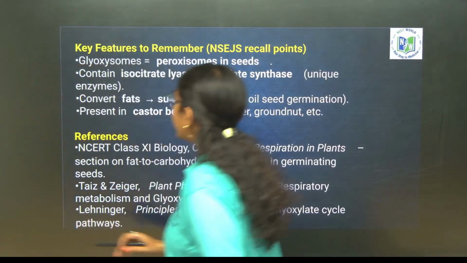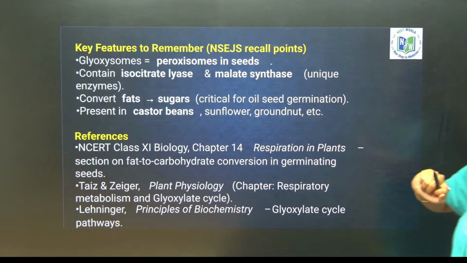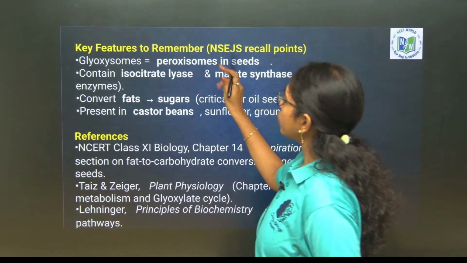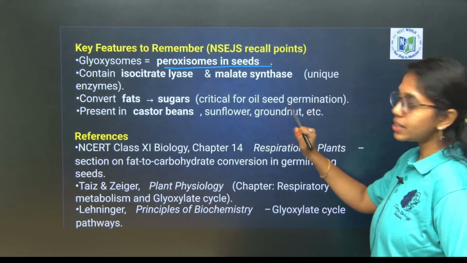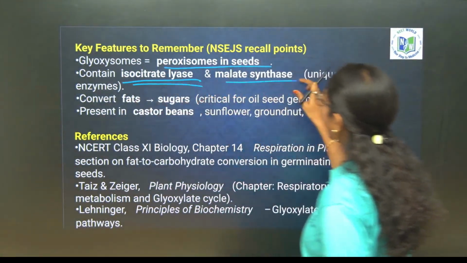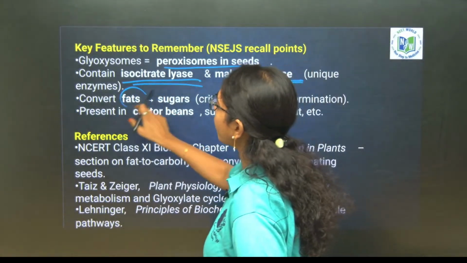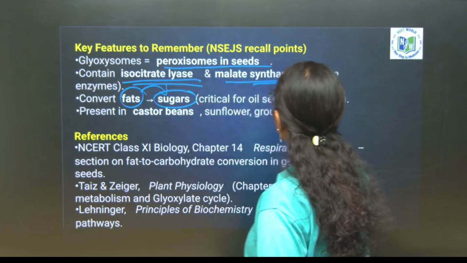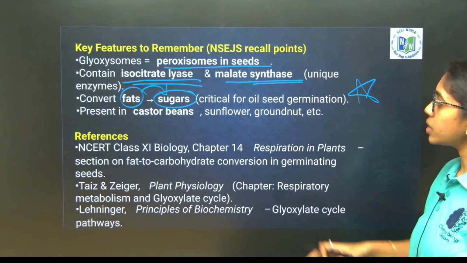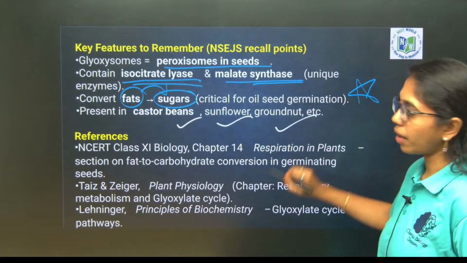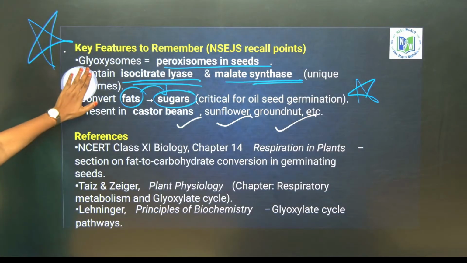And then key features to remember, all the NSEJS recall points. What are the key features we have to remember, beta? Glyoxysomes are peroxisomes in seeds. They contain 2 enzymes, isocitrate lyase and malate synthase, which are unique enzymes seen only in the glyoxysomes, and they convert fats into what? Sugars, which is most crucial for oil seed germination, and they are present mostly in what seeds? Castor seeds, sunflower and groundnut. These are the main points you have to remember. The takeaway of this question is to remember these points.